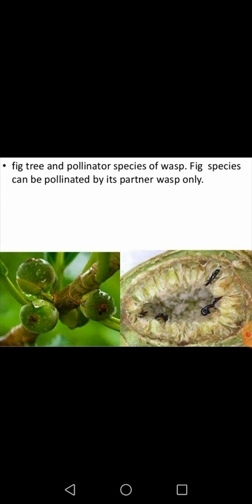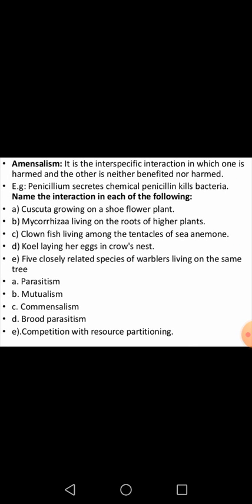Okay, now the next example is the fig tree and the pollinator species of wasp. There are certain species of wasp which live inside the flower of the fig and they get nutrition from there, they get shelter and also help in the pollination process. Okay, and the last is called amensalism. Amensalism is a kind of population interaction in which two different species interact with each other, and in such interaction there is no harm or no benefit to one species while the other species is going to be harmed.